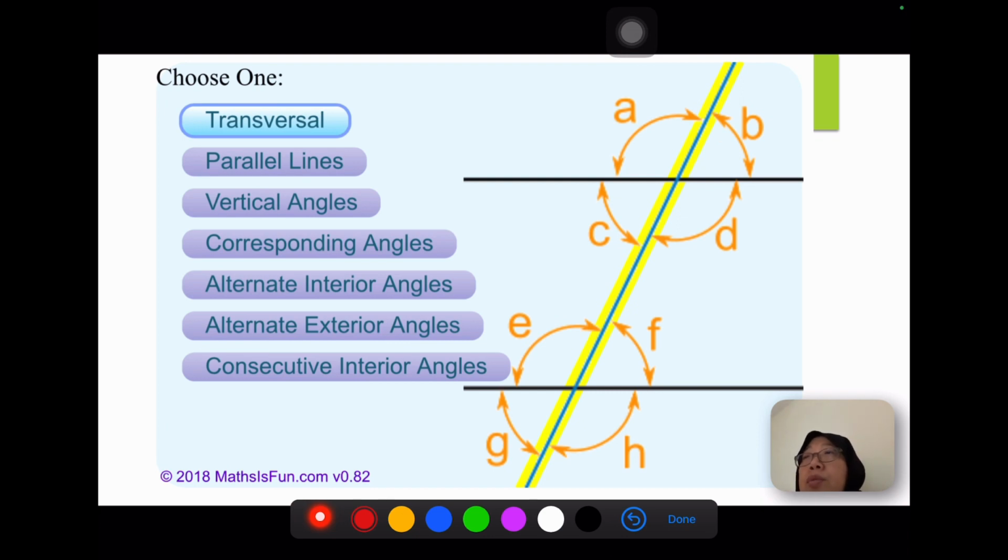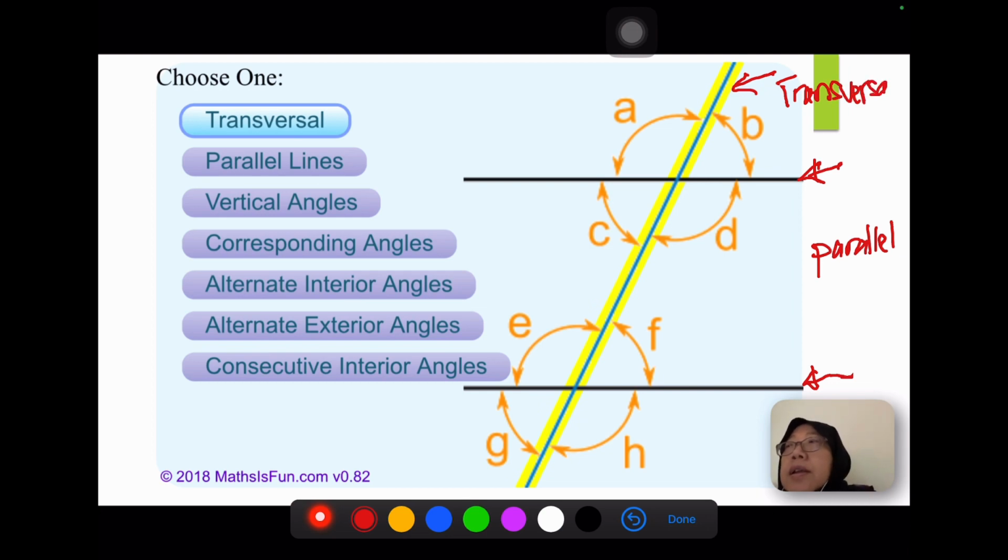So we have the first one. These two lines are parallel. And this line here is the transversal line. It cuts across. And then we have angles A, B, C, D, E, F, G, H. This is taken from Maths Is Fun, 2018.